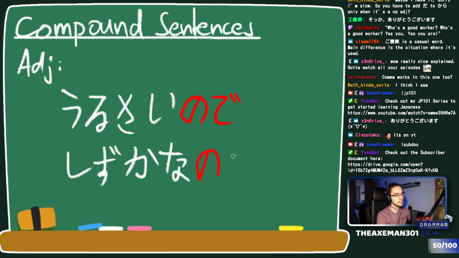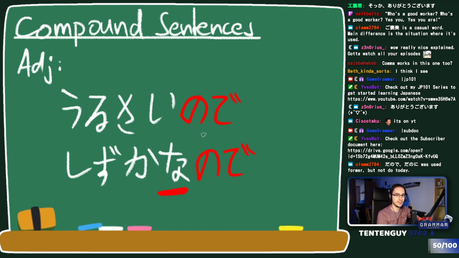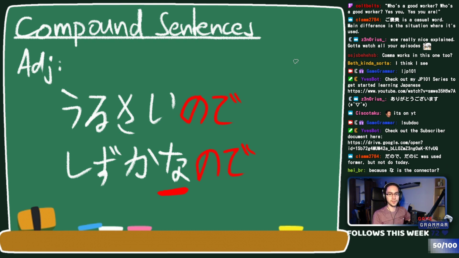Nanode. So that would be the difference here: you would use na instead of da. Let me make that red. You would use na instead of da, because again, node acts a little bit more like a noun. And yeah, danoni was used formerly, but not today. That's interesting. Apparently you were allowed to use that, but don't use it in modern Japanese because your teacher will get mad at you.